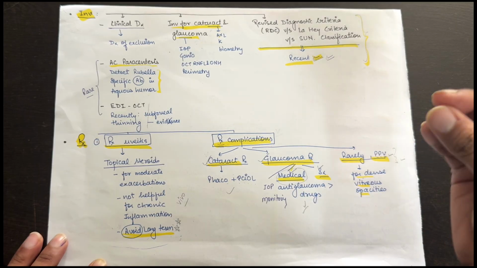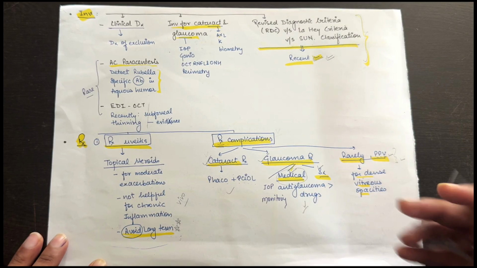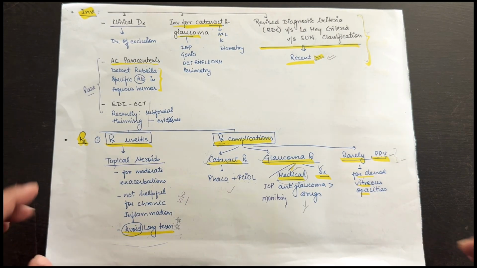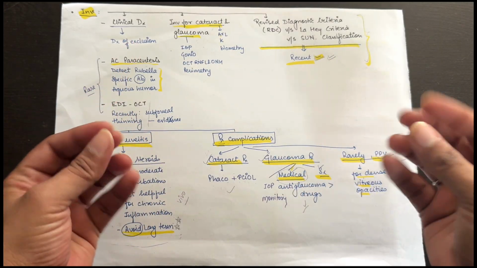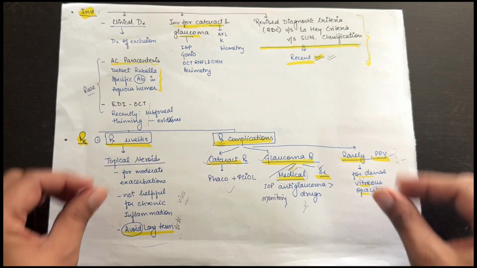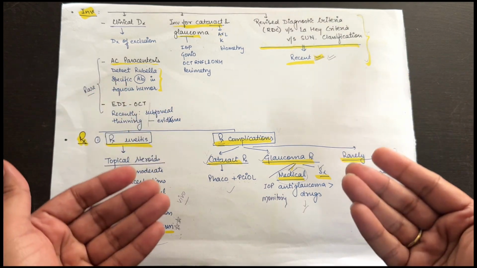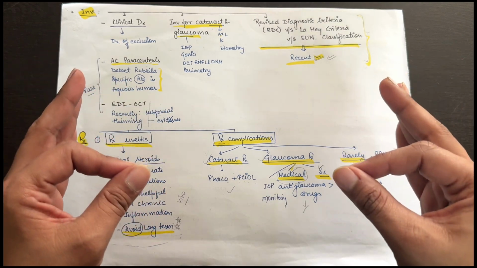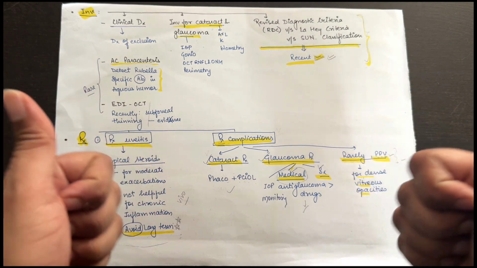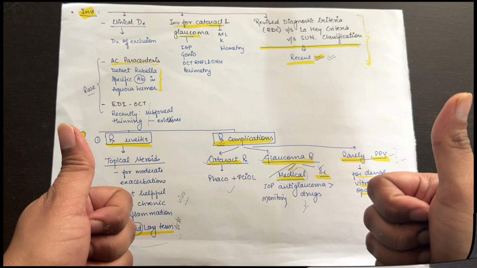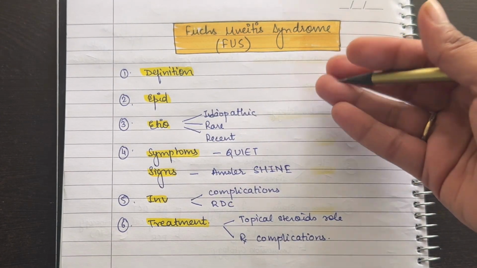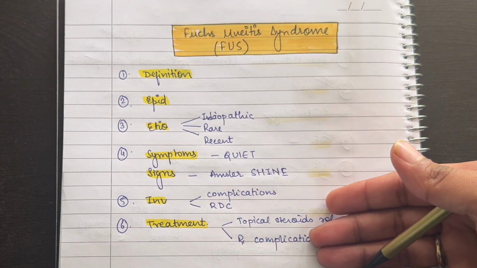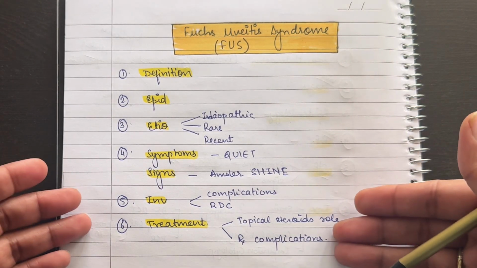So this is a very quick revision for Fuchs uveitis syndrome. And that's how we have completed Fuchs uveitis syndrome in just 5 minutes. Your short note is completely ready, and all the Viva questions I have given you here. So just revise it smartly, write it in a structured form. Now let's see whether you are able to write in the proforma or not. It's a very short proforma.